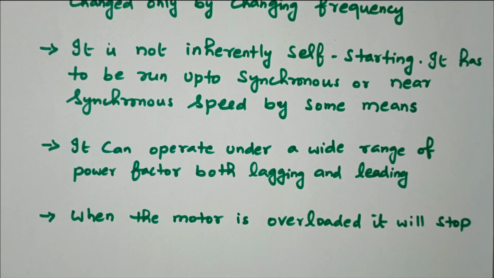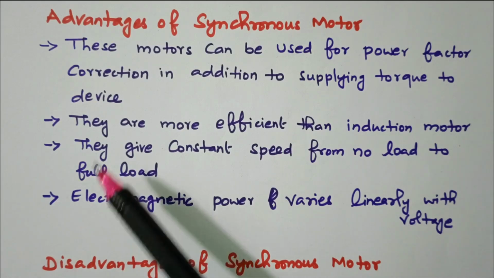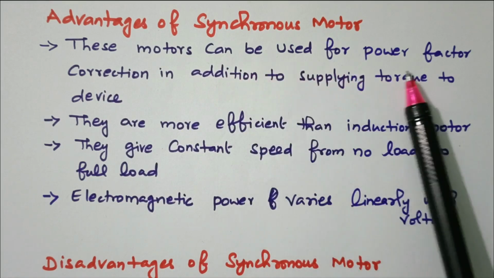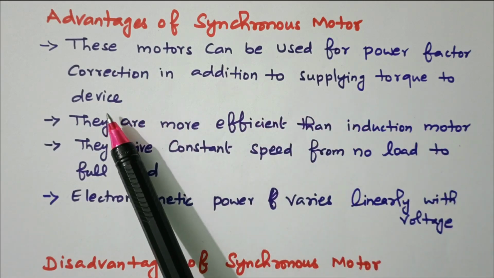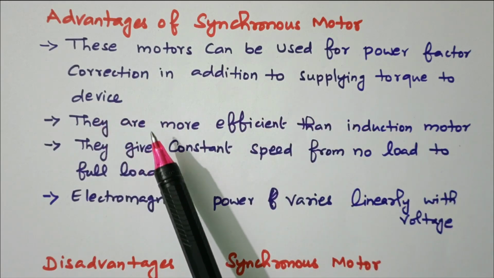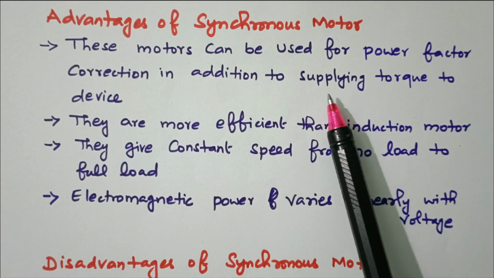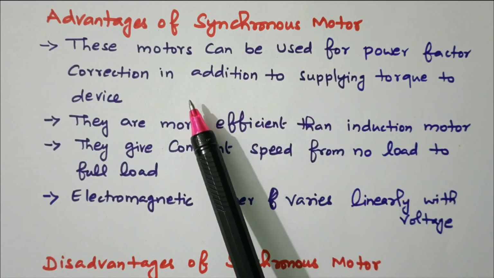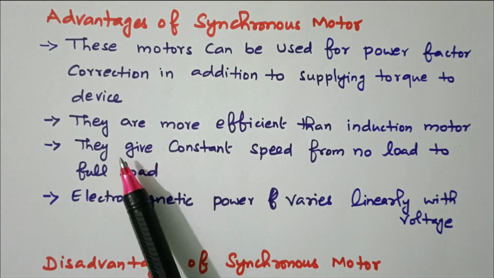Now we will see the advantages and disadvantages of the synchronous motor. First we will see the advantages of synchronous motor. This motor can be used for power factor correction in addition to supplying torque to the device. So it is normally used for power factor correction. With that we know that it is for supplying torque. It will withstand the given torque. In addition, it will go for power factor correction.